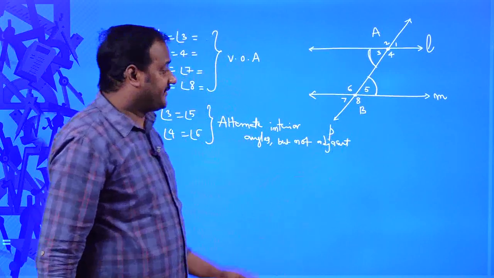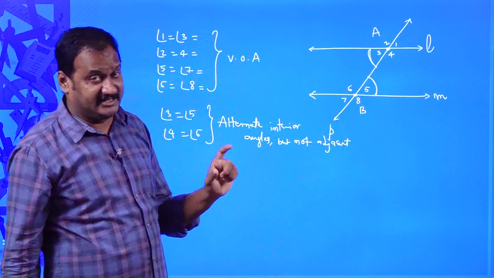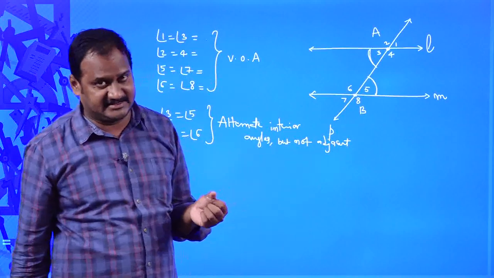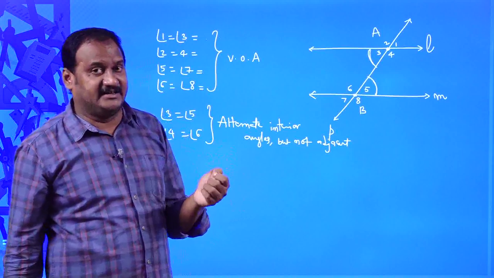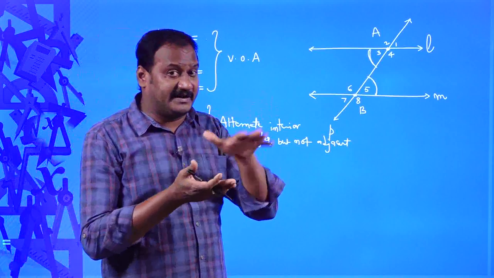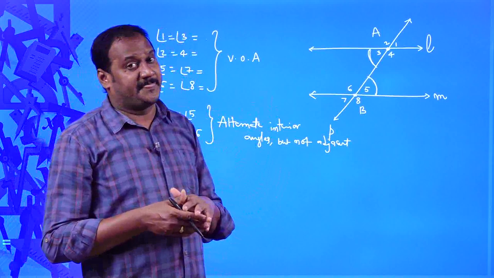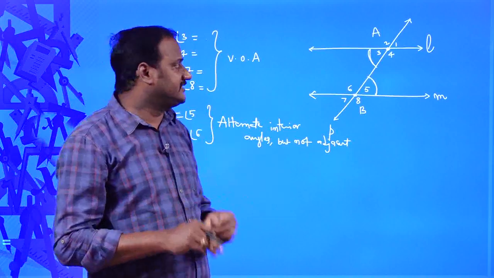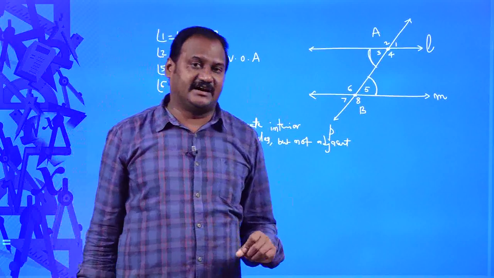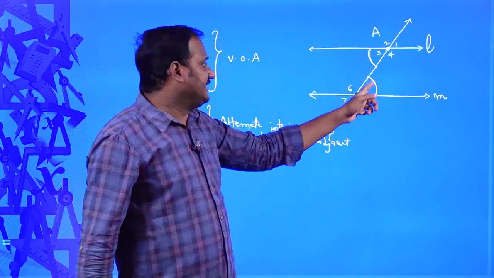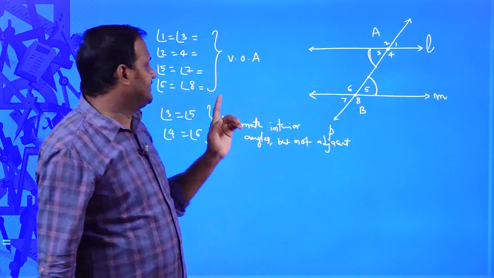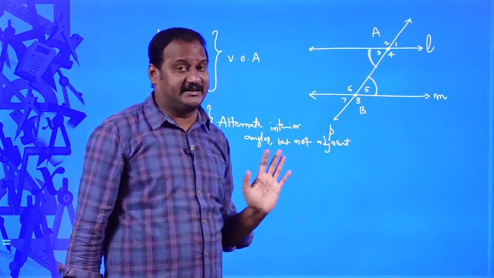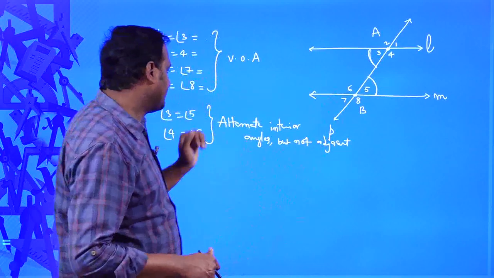So you must be very clear with the definition of when a pair of angles are said to be interior alternate angles. Interior alternate angles are the angles lying between both the parallel lines, and they lie either side of the transversal but are not adjacent angles. So angle 3 and angle 5 are a pair of interior alternate angles, they must be equal, and angle 4 and angle 6 are also interior alternate angles. Okay, and this is one more.